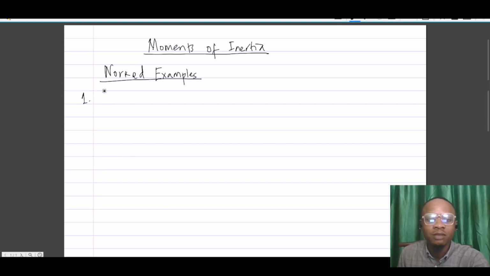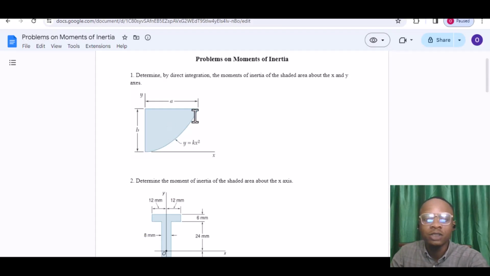So we have the problem written here. Let me open to that page. It's problems on moments of inertia. This question says: determine by direct integration the moment of inertia of the shaded area about the x and y axis. So the axis is at the base of this shape. We have the equation of the shape given to us as y equals kx squared on this face. Of course, you can see this is just a horizontal line at this end.